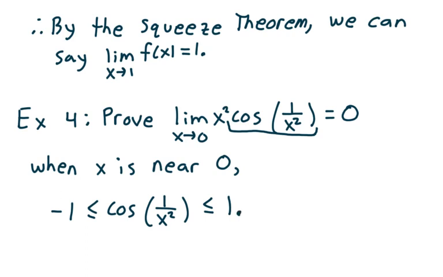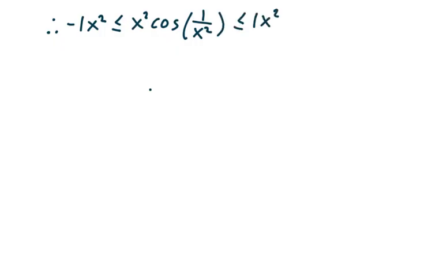Now, x squared is greater than or equal to 0 for all x. And so what I want to do is multiply through by x squared. And so therefore, negative 1 x squared is less than or equal to x squared cosine of 1 over x squared, which is less than or equal to 1 x squared. Now we're in perfect position to start applying the squeeze theorem.